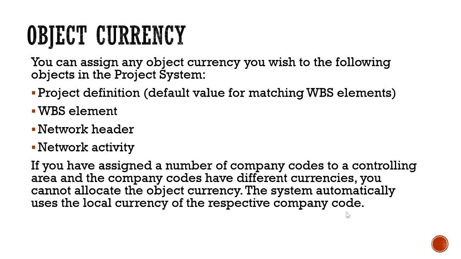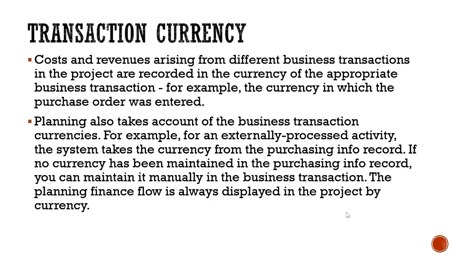Okay, in such a scenario, if your controlling area has multiple company codes with different currencies, the system automatically fetches currency from the company code. This is how the object currency is used. Next we have one more currency, which is transaction currency. Transaction currency, by name itself I can say it is on a transaction basis.